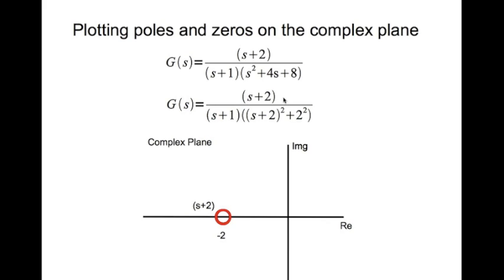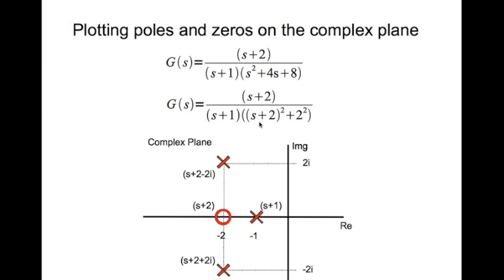How do I get minus 2? I set the numerator equal to 0 and solve for s. So s equal to minus 2. That's my zero. Then I have a real pole at s equal to minus 1. Poles are represented by crosses. And then finally I have my complex pair. If I set this equal to 0, I get s equal to minus 2 plus or minus 2i. And that's right here.